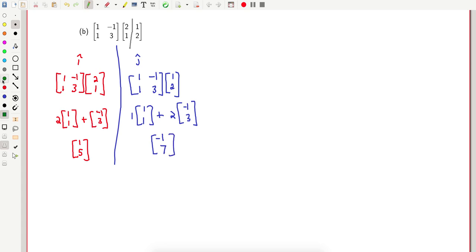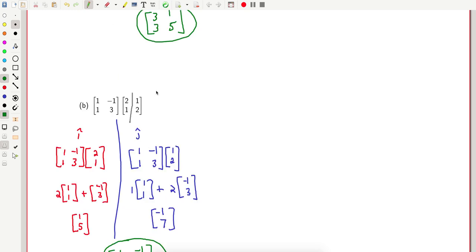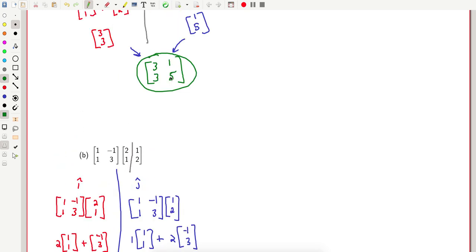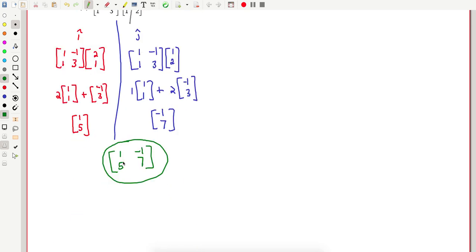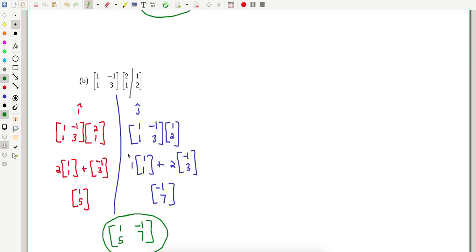So our answer here, we get I hat gets sent to 1, 5 in our original coordinate plane. J hat gets sent to negative 1, 7. So notice that the order in which we multiply our matrices did not give us the same answer. Here we got 3, 3 for I hat, 1, 5 for J hat. Here we had 1, 5 for I hat, negative 1, 7 for J hat. So the order in which we multiply matrices matters. We say matrix multiplication is not commutative.